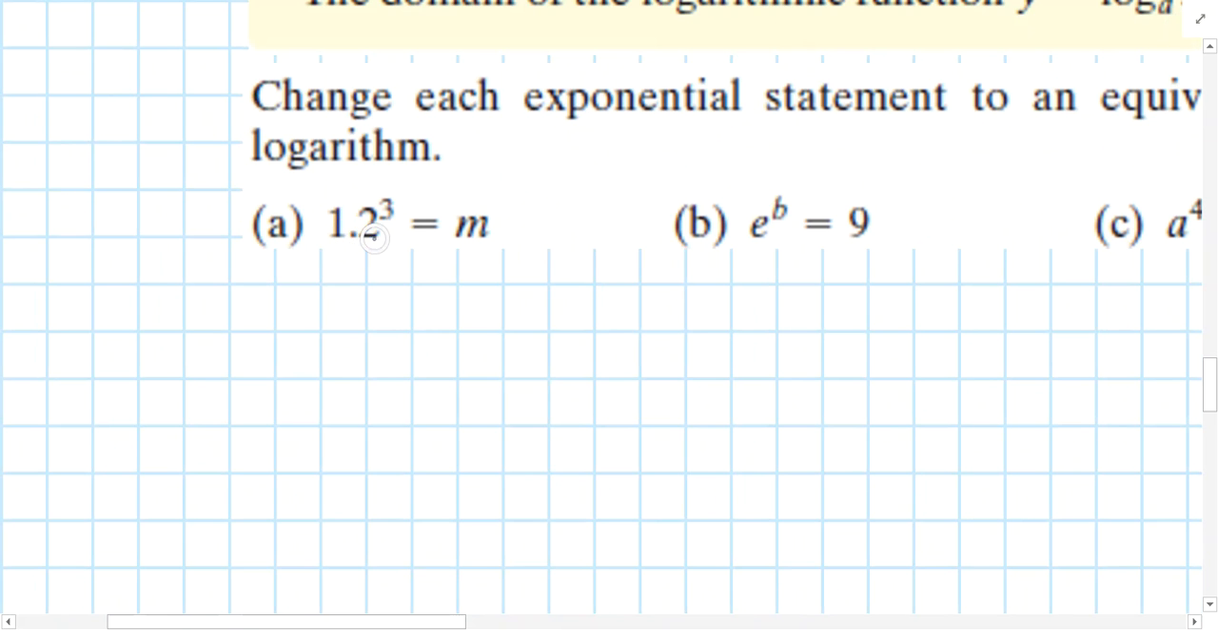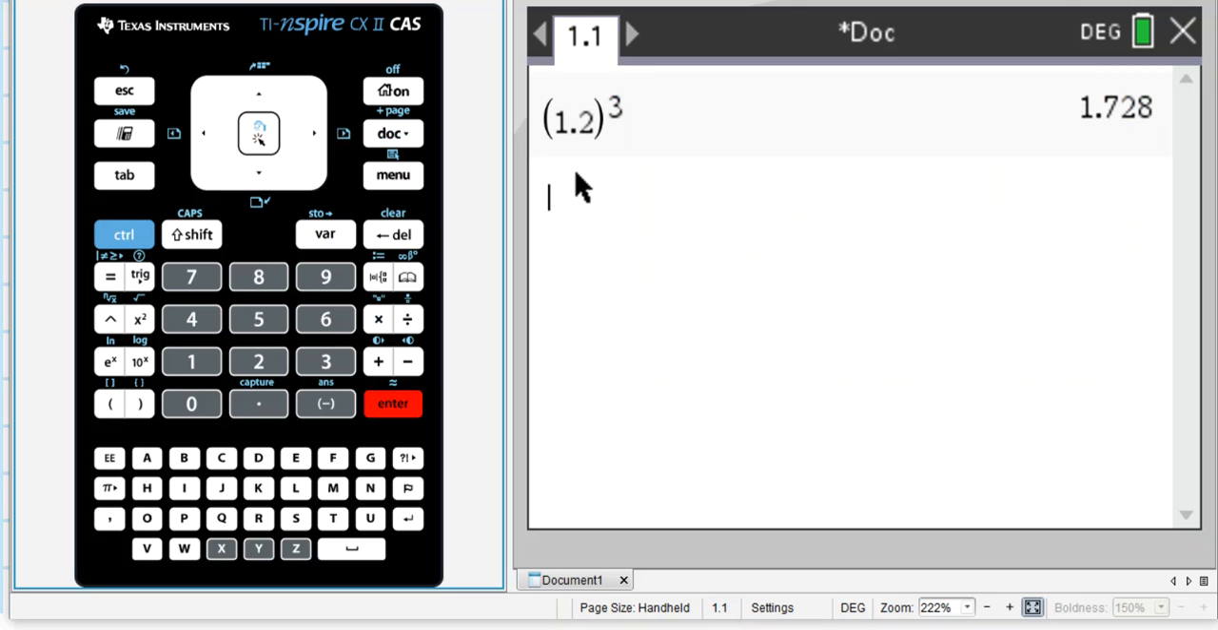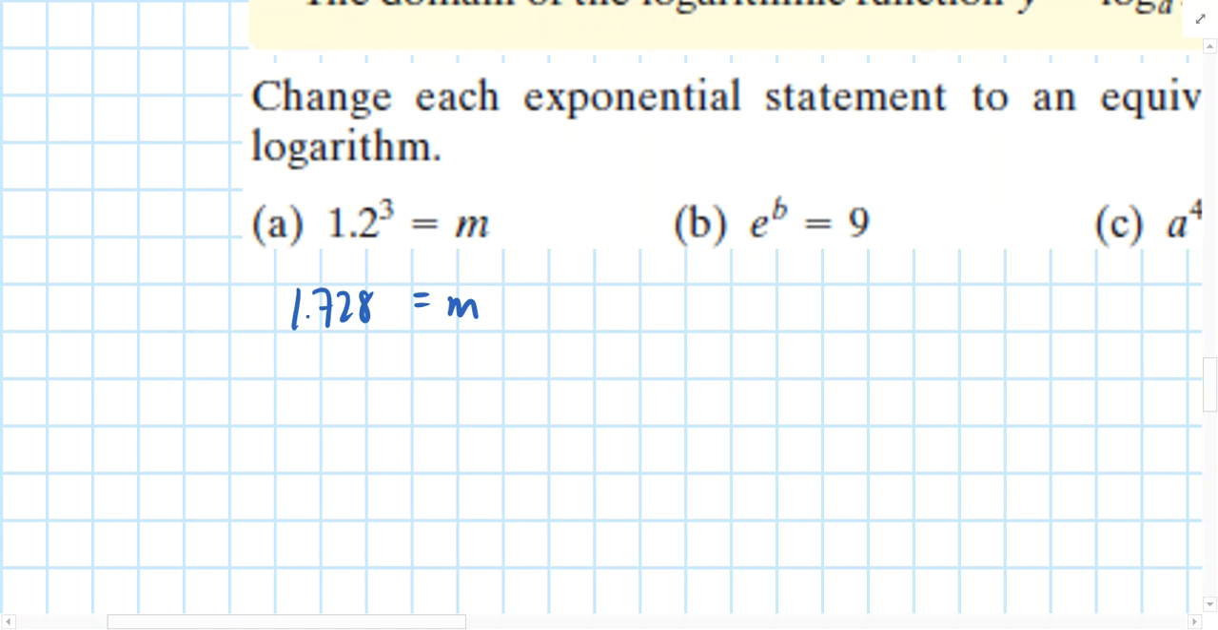I could multiply 1.2 times itself 3 times and obtain the result for m. And we have m that's equal to 1.728, as seen here on our TI calculator.